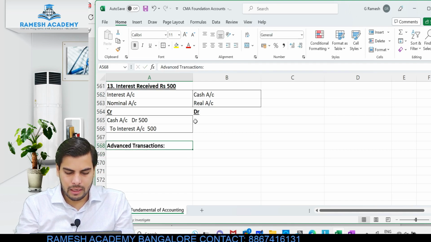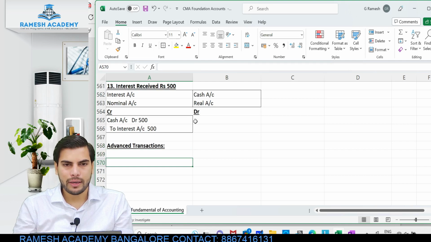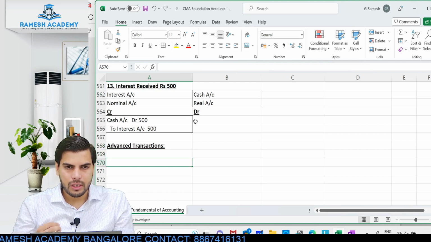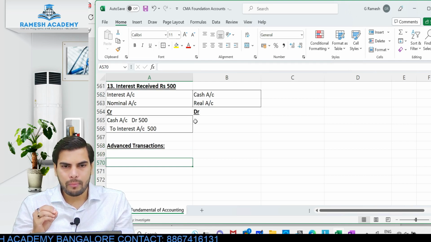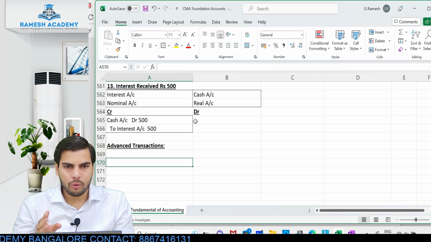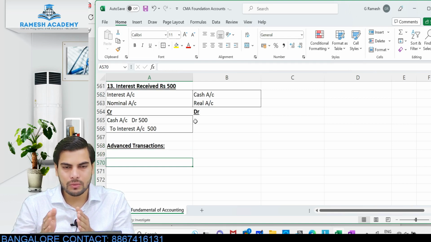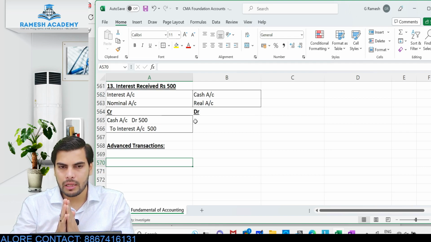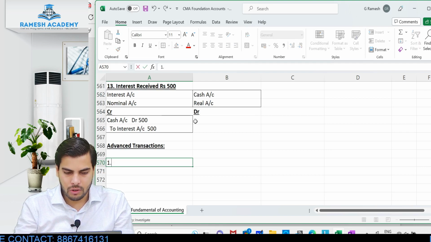So these would be little advanced transactions. Let us understand what exactly will be the journal entry. It's all about remembering the rules, guys. If you are clear about the rules, and clear about classification, whether this account is personal, real or nominal, that is more than sufficient. Let's talk about this.